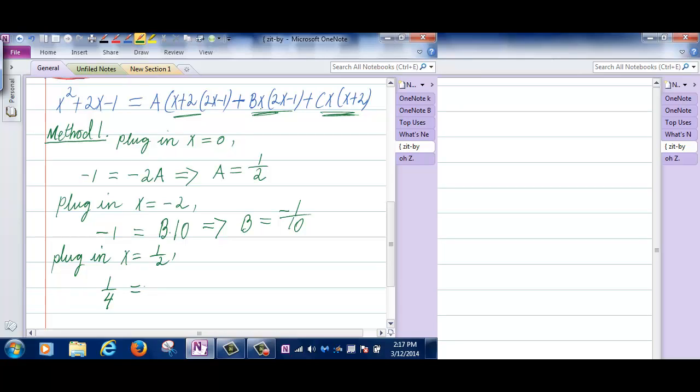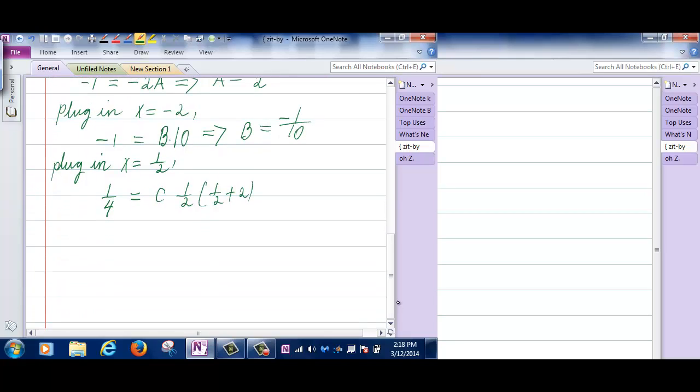And on the right hand side, we know that the first term vanishes, the second term vanishes. So I am left with C times a half plus a 2. So what is that? Is that a half times a 5/2, which is 5/4?